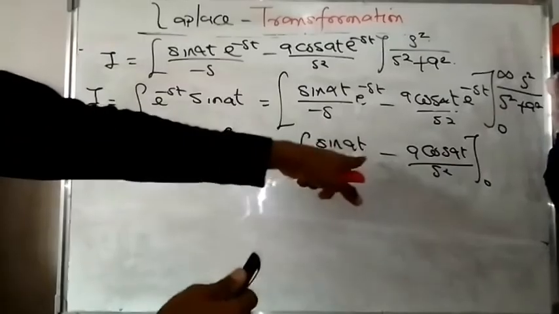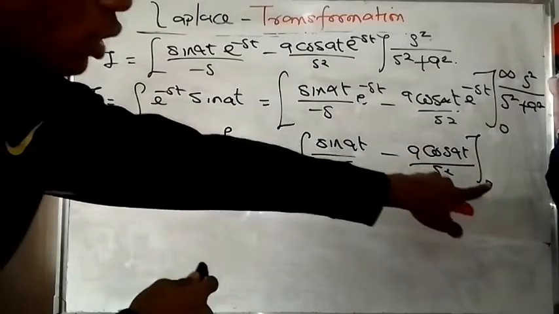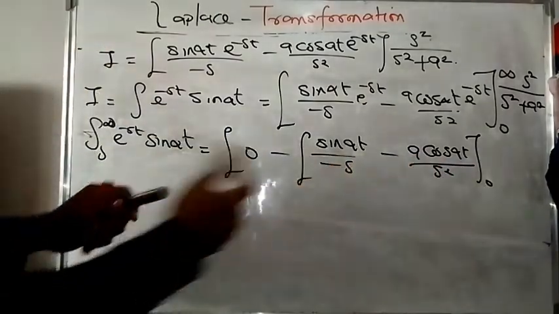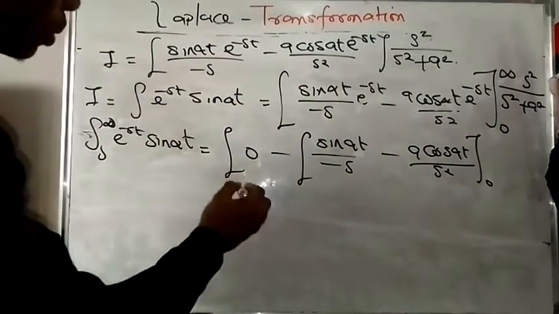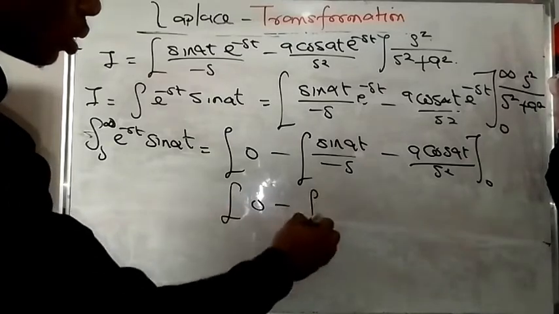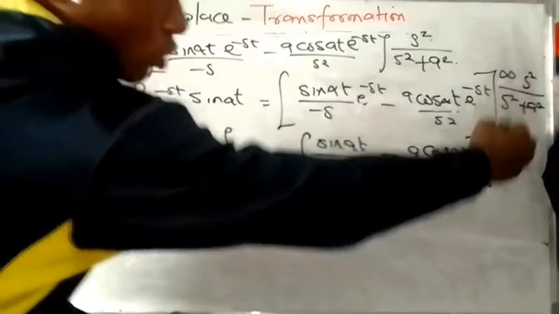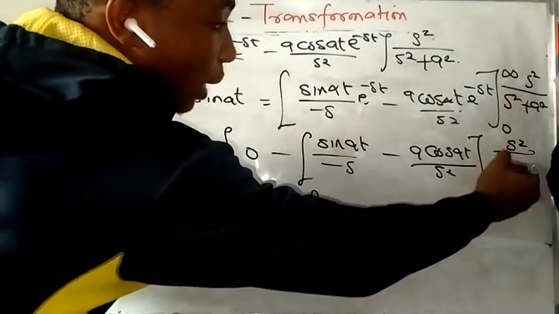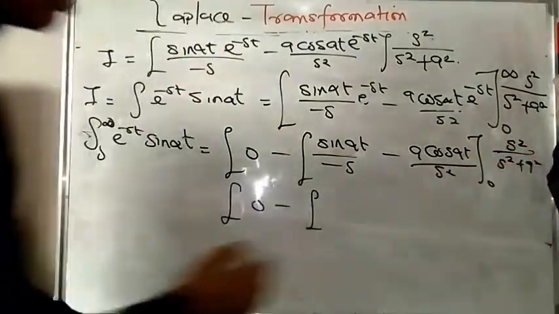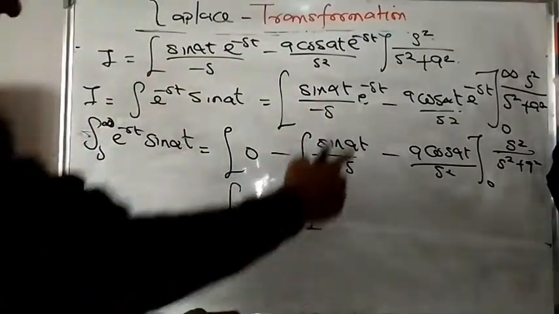So replacing t equals 0, sine of 0 is 0, so we'll have 0 minus. Now do not forget our constant right here, s squared divided by s squared plus a squared. Sine of 0 is 0, so everything here becomes 0.